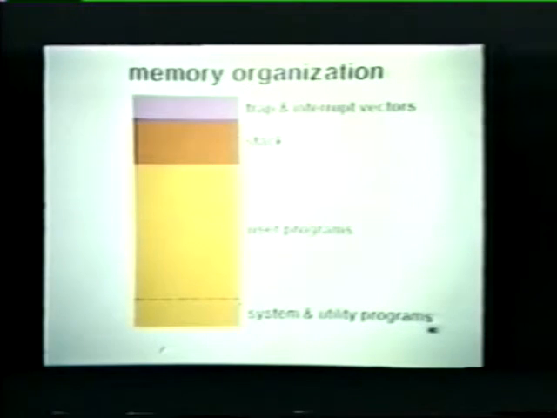A typical PDP-11 memory can be broken down into the major areas shown here. The top area is reserved for storing the trap and interrupt vectors that we described in the preceding study unit. Following this reserved area is a space that is set aside for the hardware stack. The remainder of memory provides storage for users' programs as well as system and utility programs. Now let's look at each of these areas in a little more detail.